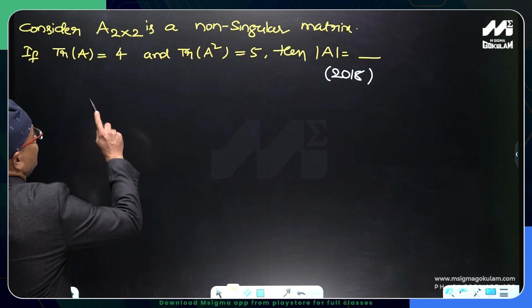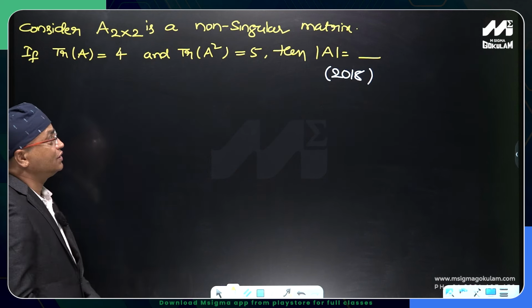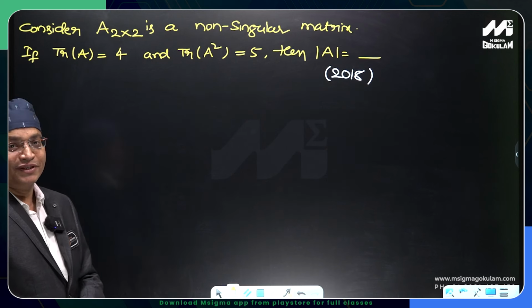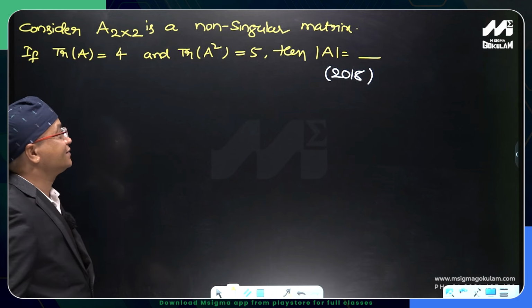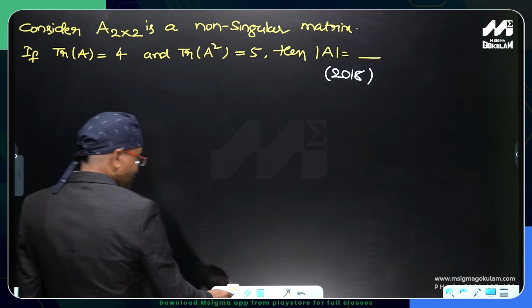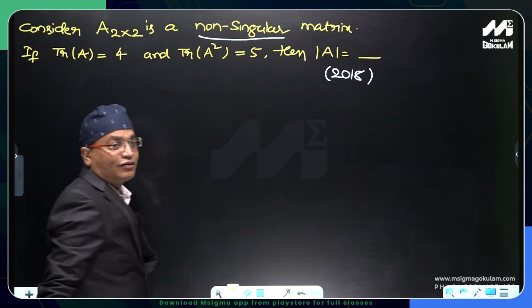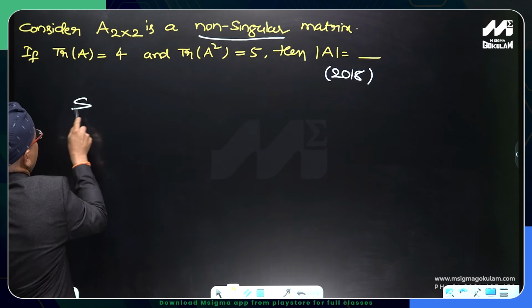Consider capital A, a 2 by 2 non-singular matrix, and trace of A is 4. Trace of A square is 5. Then what is det A? In 2018, it was given for 2 marks. Non-singular matrix means determinant A should not be 0. So, solution part.